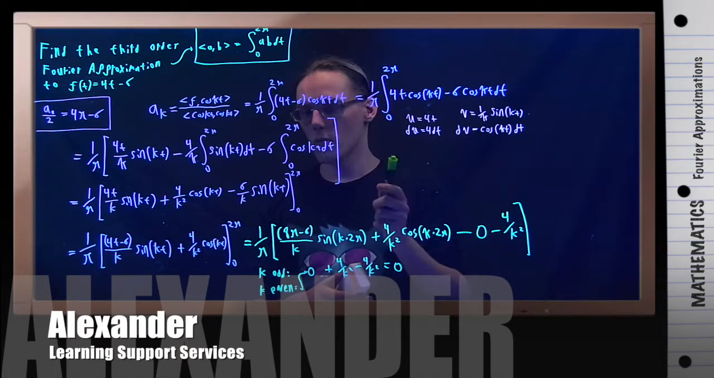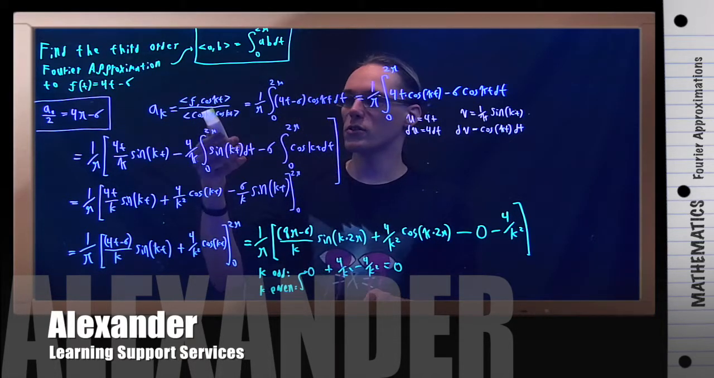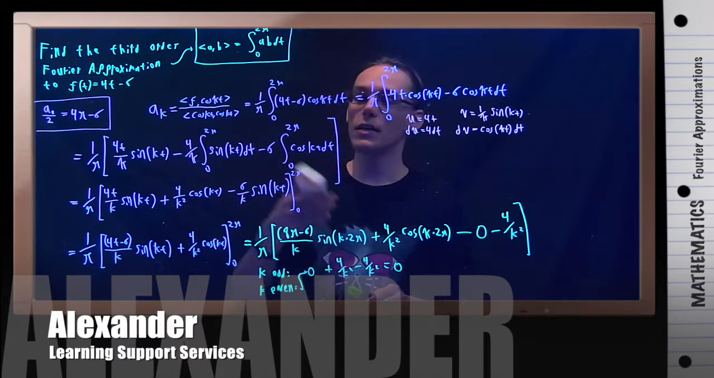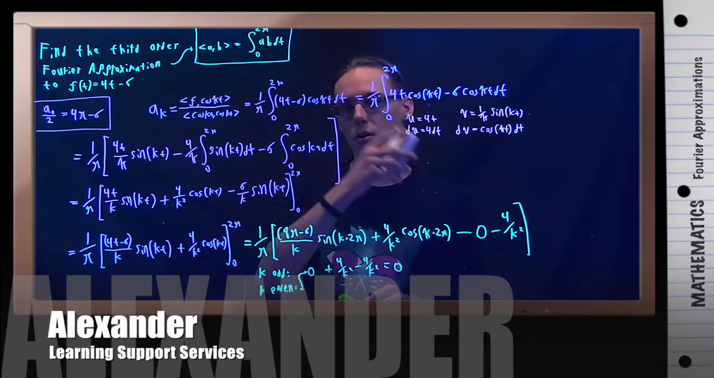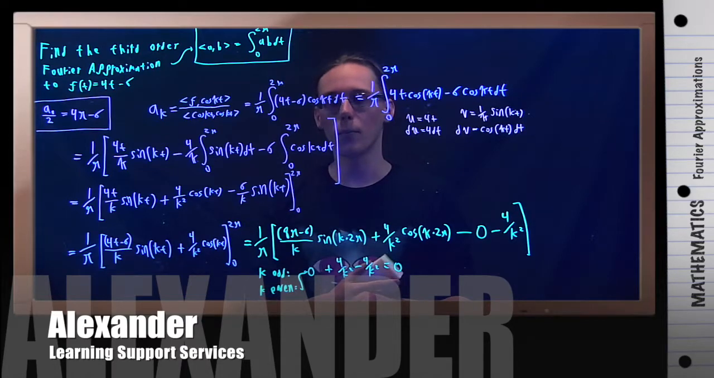Okay, so we're in the home stretch. We've got the coefficients for cosine. In other words, there are no cosines. Now we need to find the coefficients for sine. So be right back while I clear up some room.